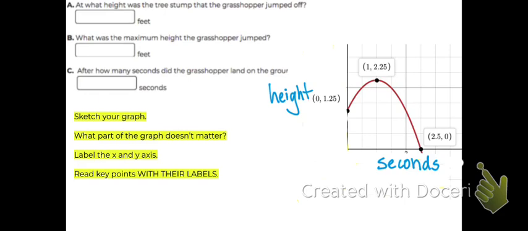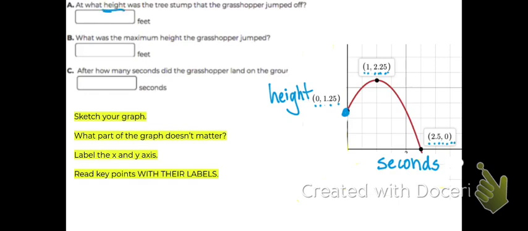Now, an important step is reading each of these points with the labels. So this point right here, x is seconds, y is height. So at 0 seconds, the height is 1.25. At 1 second, the height is 2.25. And at 2.5 seconds, the height is 0.